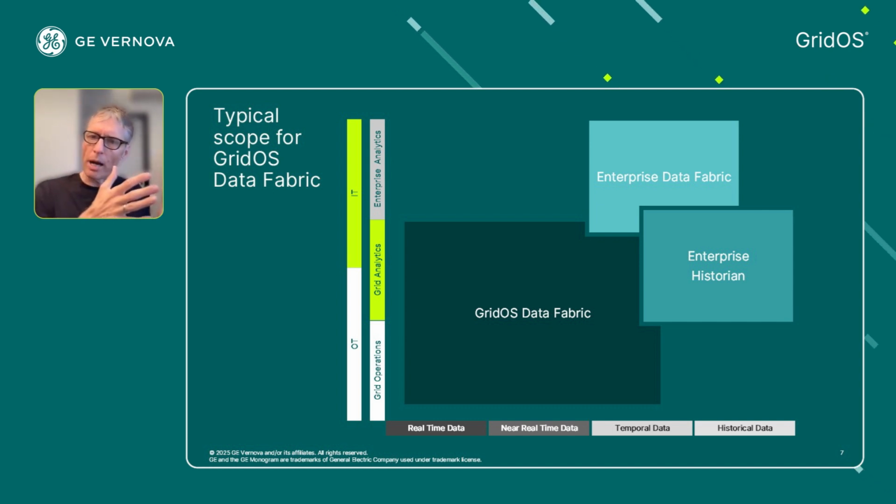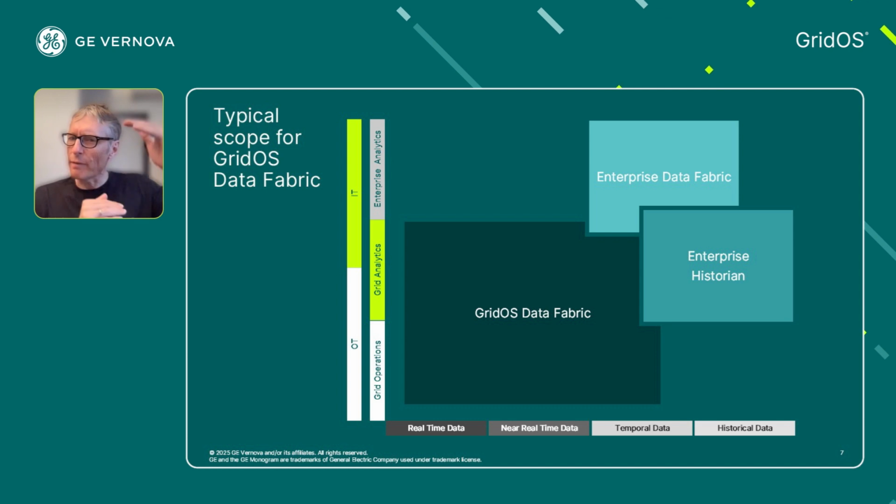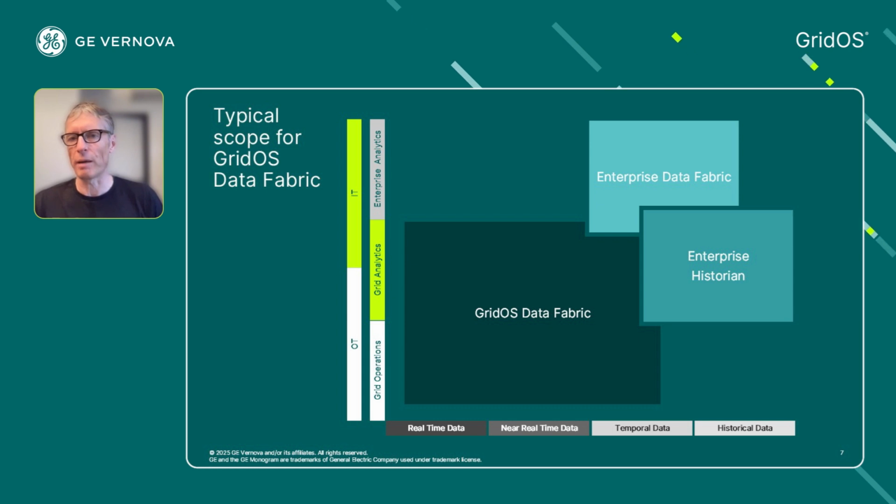But when you think about grid operational and grid analytical use cases, where the data is either real-time, near real-time, temporal, and you always have this IT-OT integration gap, that is exactly where the GridOS Data Fabric is optimized for. Does it make sense for you, Paul?